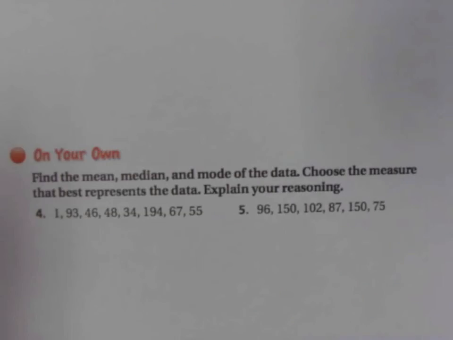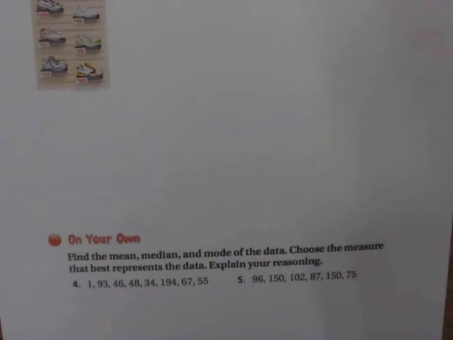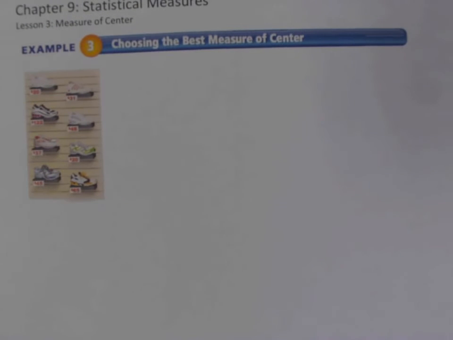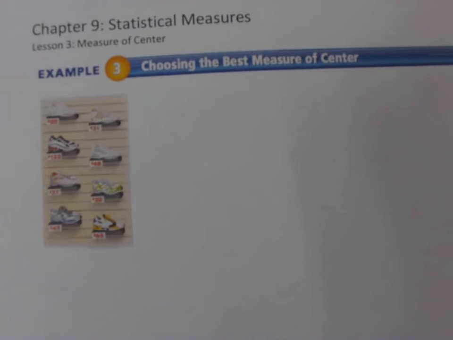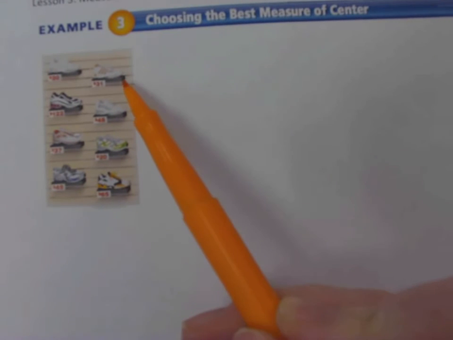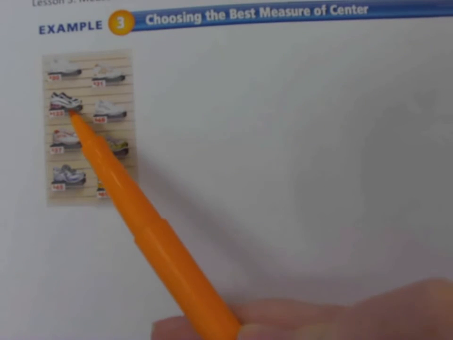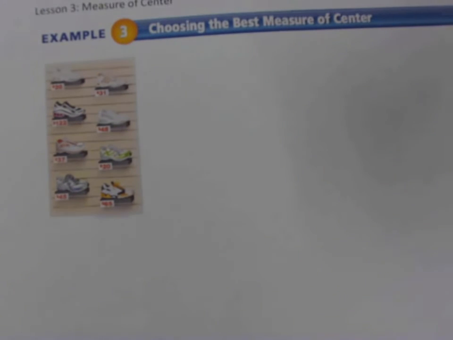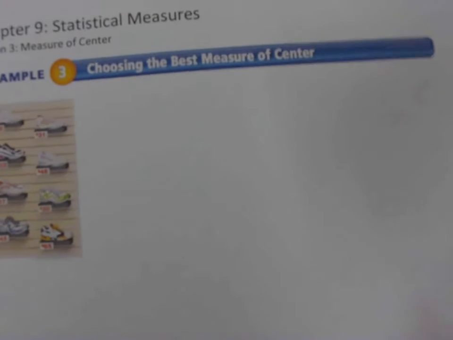All right, the last thing we're going to talk about today is how to figure out which measure of the center is the best option to pick. So in this example, we have 1, 2, 3, 4, 5, 6, 7, 8 different tennis shoes, and they all have different prices. We are going to find the mean, median, and mode for those sneakers, and we're going to decide which measure of the center best represents that data. So first, let's just start off with our mean.